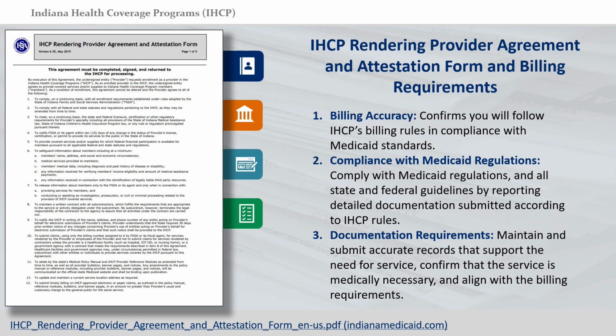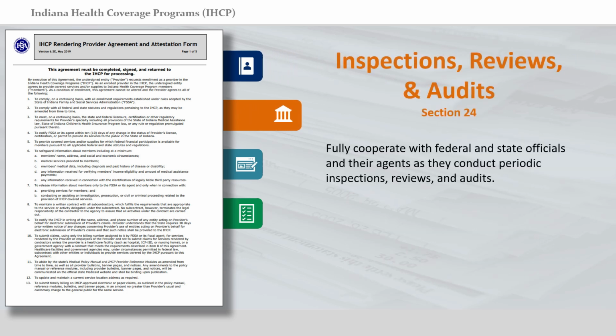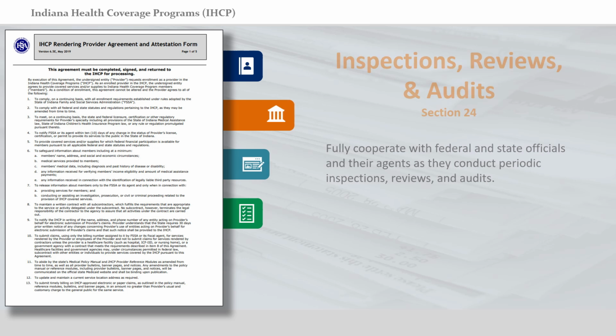In Section 11, providers agree to abide by the state's Medical Policy Manual and IHCP Provider Reference Modules as amended from time to time, as well as all provider bulletins, banner pages, and notices. Any amendments to the policy manual or reference modules, including provider bulletins, banner pages, and notices, will be communicated on the official state Medicaid website and will be binding when made public. Section 24 states that providers agree to fully cooperate with federal and state officials and their agents as they conduct periodic inspections, reviews, and audits.